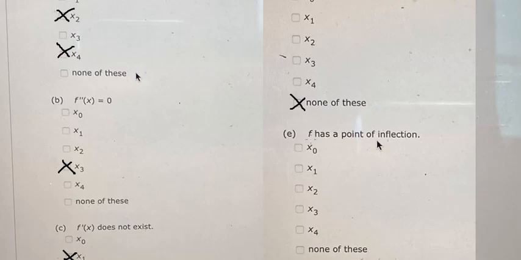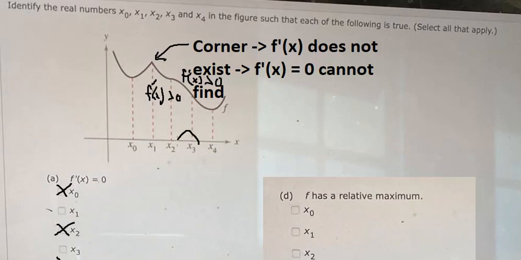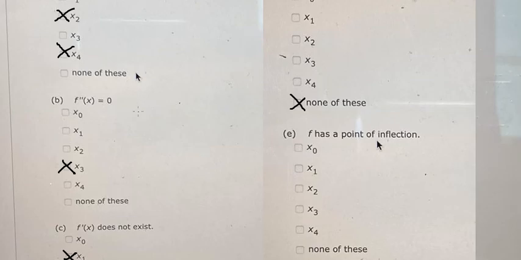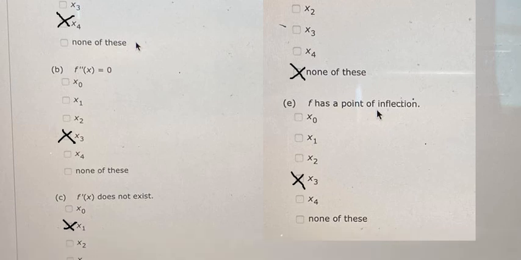And the last one, f has a point of inflection. That is the point in here, like we did in question B. And that is the final answer.